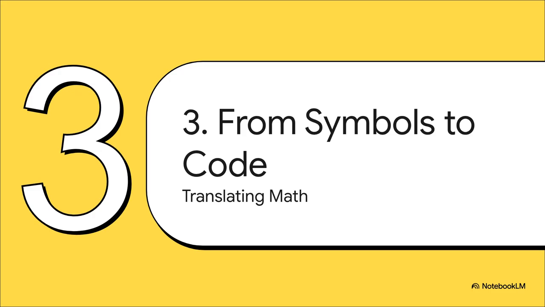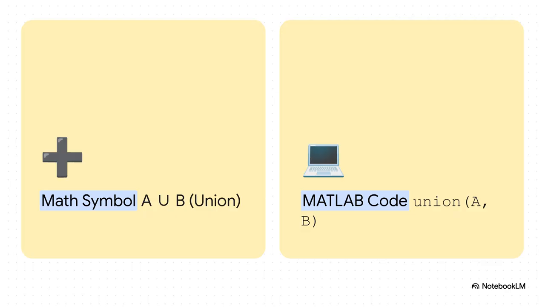Okay, section 3. This is where the magic really happens. We're going from symbols to code. Let's see just how easy this translation can be. Let's take a look at question 1. It asks for the union of two sets, A and B. In math class, you write that U symbol. In MATLAB, you literally just type union of A, B. That's it. It's practically telling it what to do.